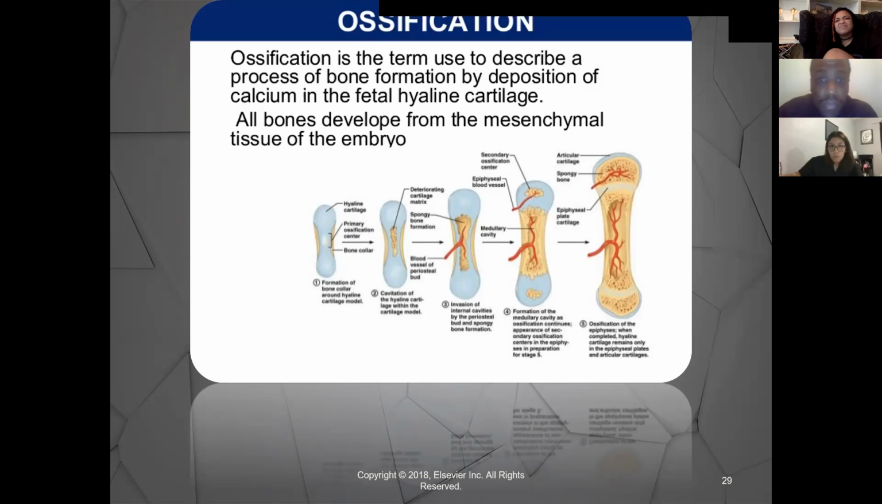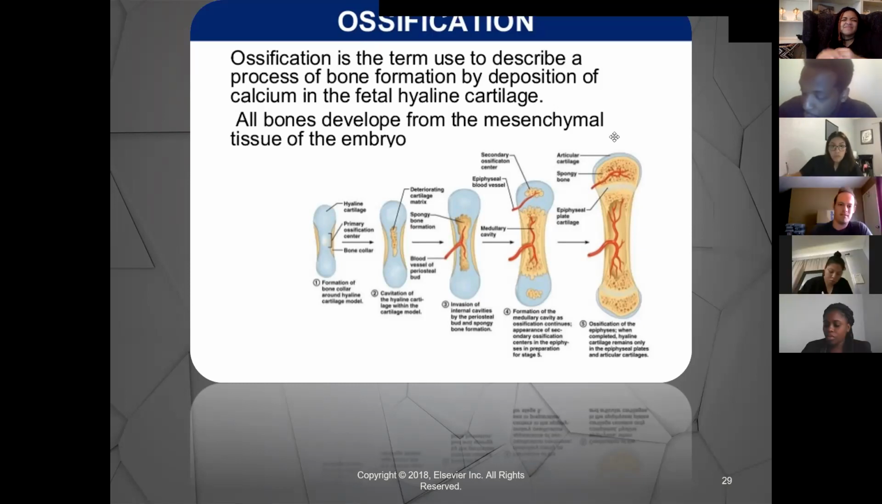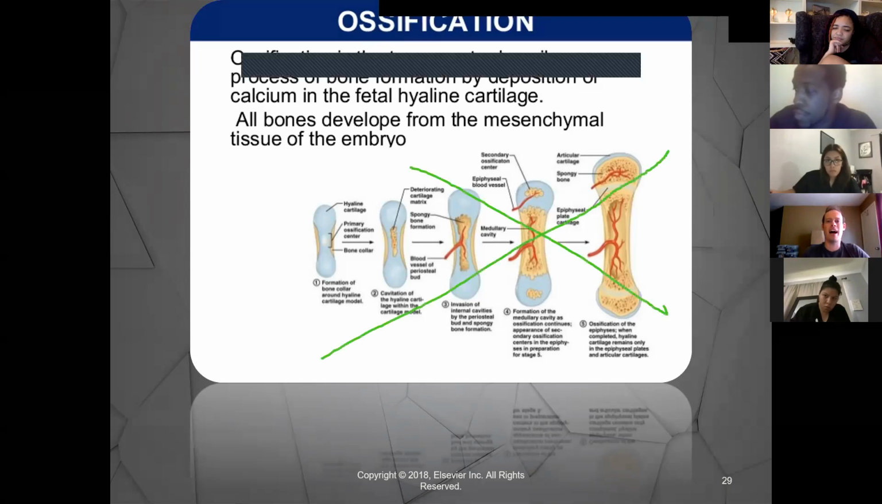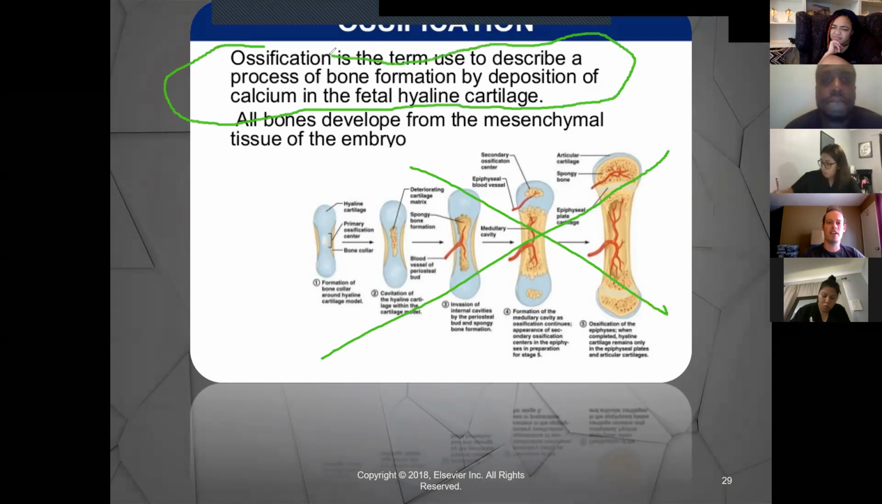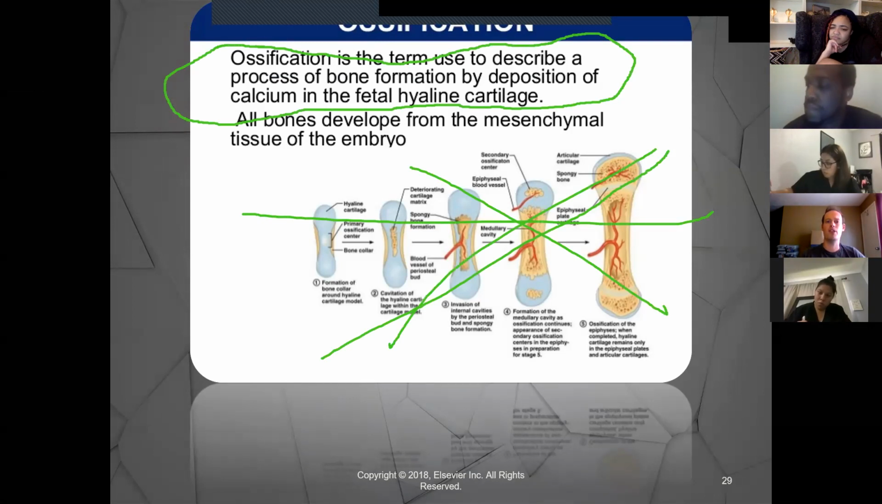Now you'll see in this diagram right here, there are tons of steps, tons of complex areas of how that bone is formed. I don't need you to know all this. We could talk all day on this, and I would love to talk about it, but it's not essential for your registry. The main thing you need to remember here, guys, is this definition of what ossification is. We're not going to go into all these steps. Make sure we know ossification refers to the formation of bone by the deposition of calcium into the fetal hyaline cartilage.